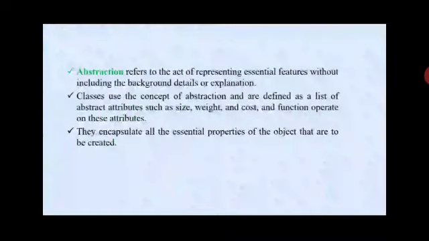Next, abstraction. It refers to the act of representing essential features without including the background details or explanation. So we have certain abstractions, for example size, weight, cost, and functions that operate on these attributes.